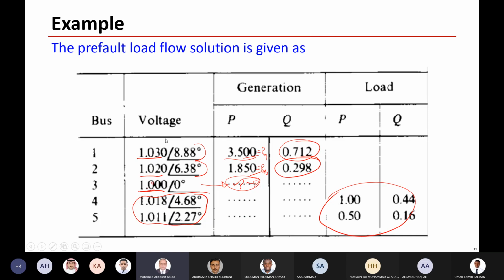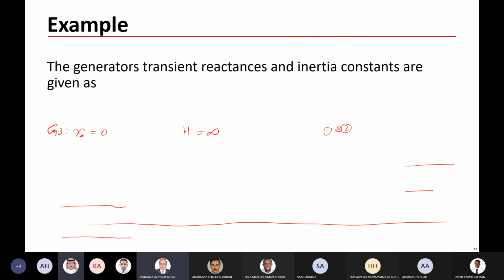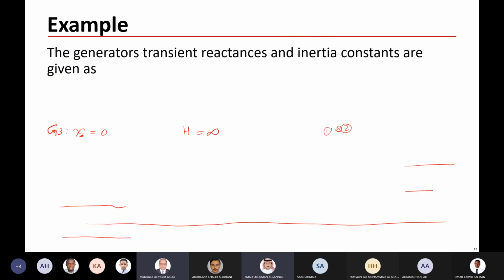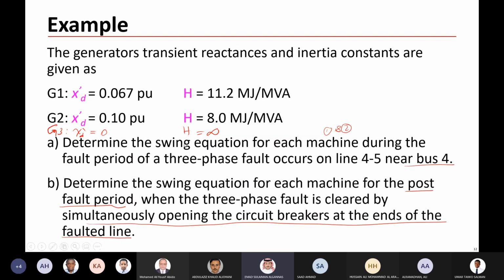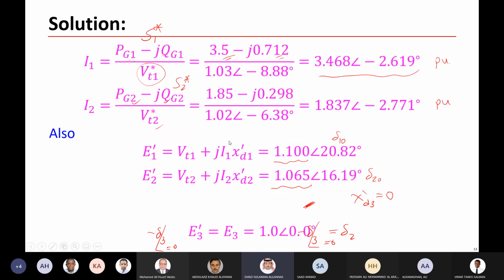Okay, great. So, Doctor, I have one question. Okay, go ahead, Ahmed. For the after fault period, you said we remove the node 4, 5. Does this mean we assign 0 to the admittance value between buses 4 and 5?